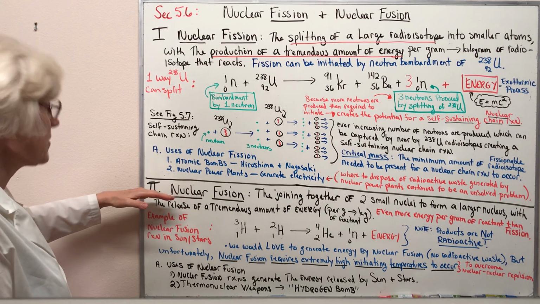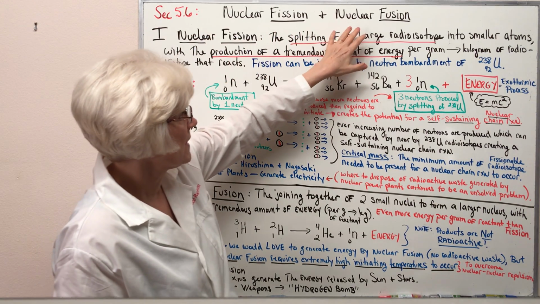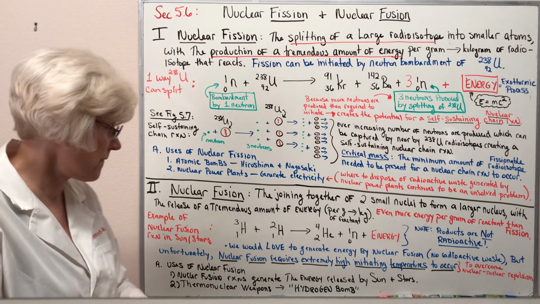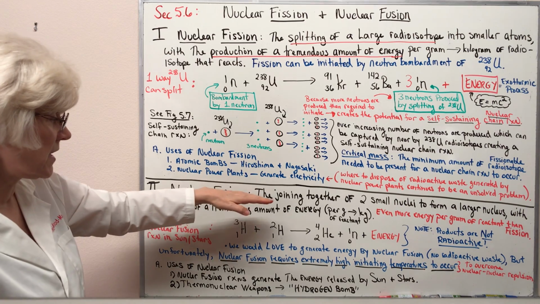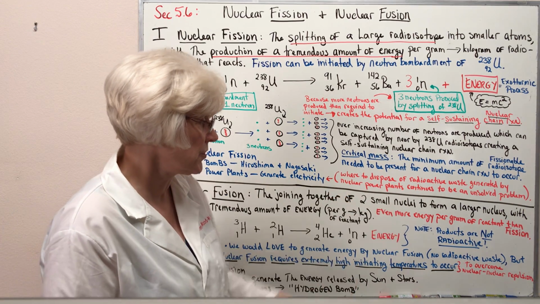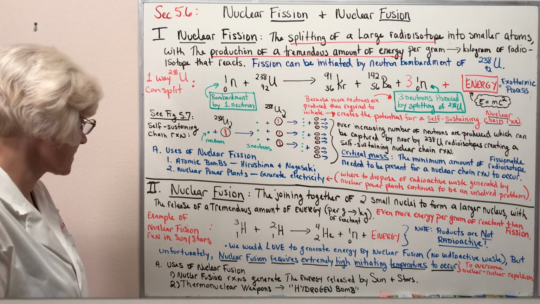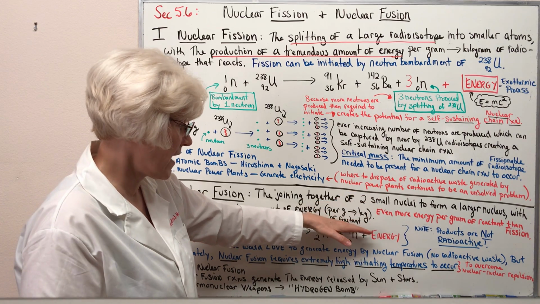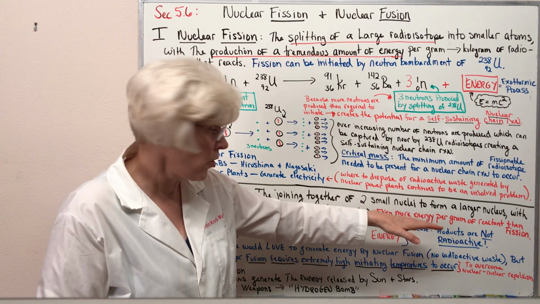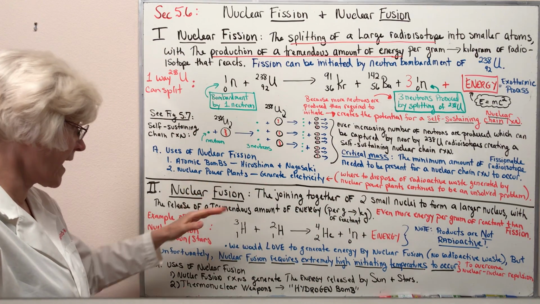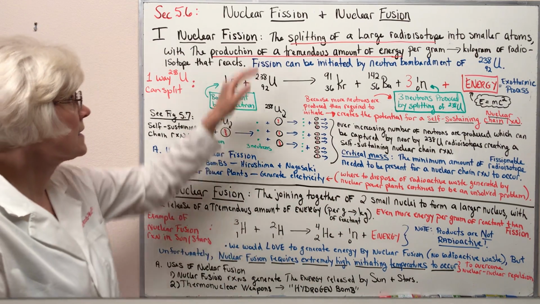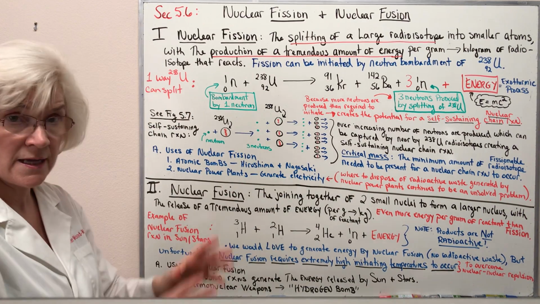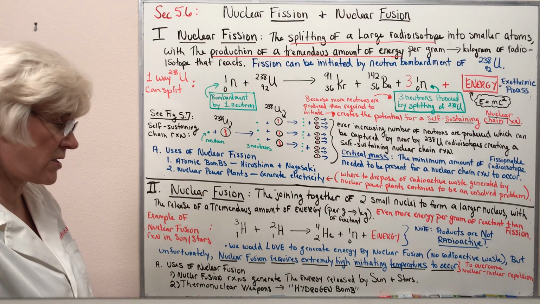Let's transition now to the second process that I'd like to discuss, which is nuclear fusion. Not fission, but fusion. Nuclear fusion is the joining together of two small nuclei to form a larger nucleus with a release of a tremendous amount of energy per gram to kilogram of reactant. Even more energy is released per gram in a fusion process than in a fission process. So even more energy is produced, extremely exothermic.